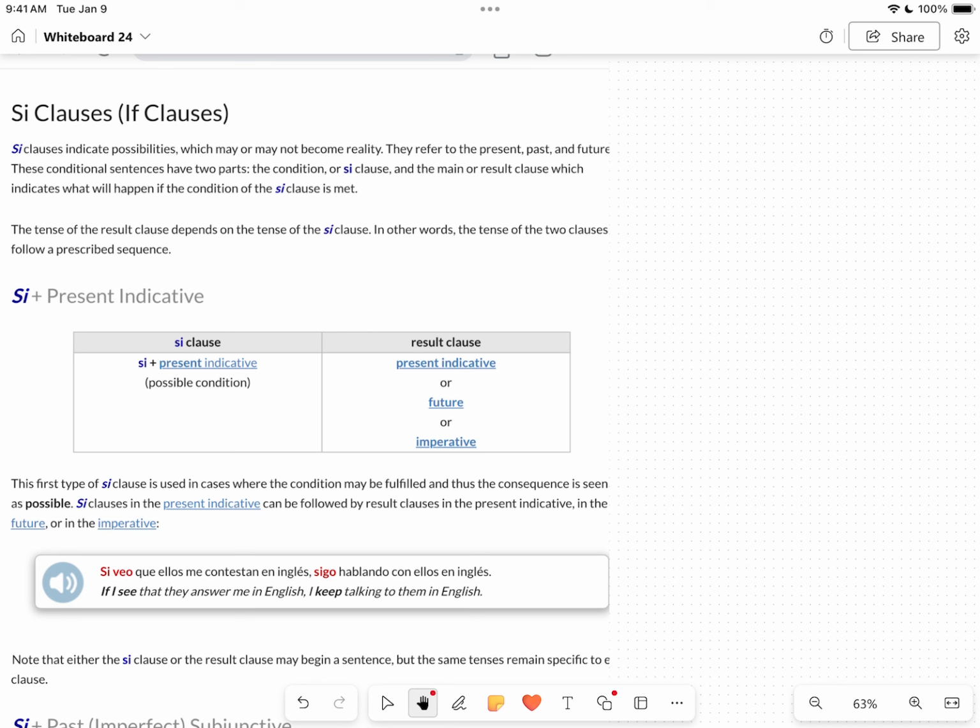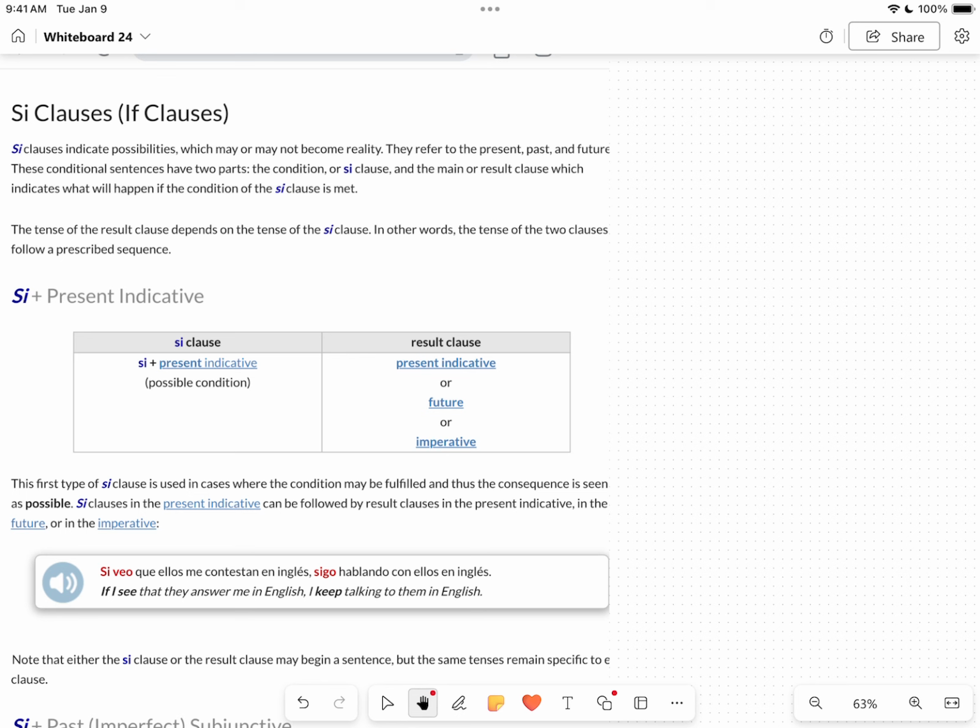Okay, so when we're talking about the C plus the present indicative, we have sentences that look like this. So we're talking about two different clauses. In the C clause, we have C plus a present tense indicative verb, just like you learned in Spanish 1001, 1002, the regular present indicative verbs with C. And then you will have in the second clause also the present indicative, or possibly a future, or possibly an imperative verb.